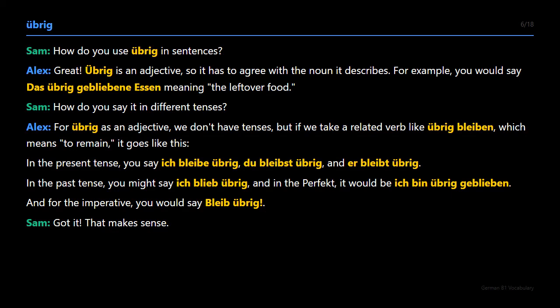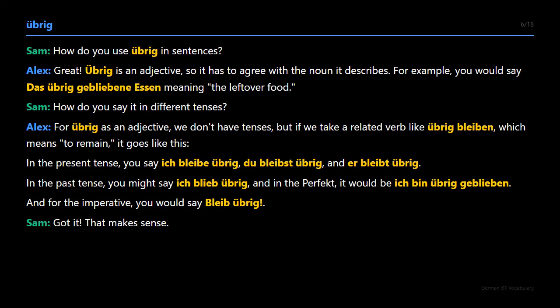For übrig, as an adjective, we don't have tenses, but if we take a related verb like übrig bleiben, which means to remain, it goes like this. In the present tense, you say, ich bleibe übrig. Du bleibst übrig. Er bleibt übrig.